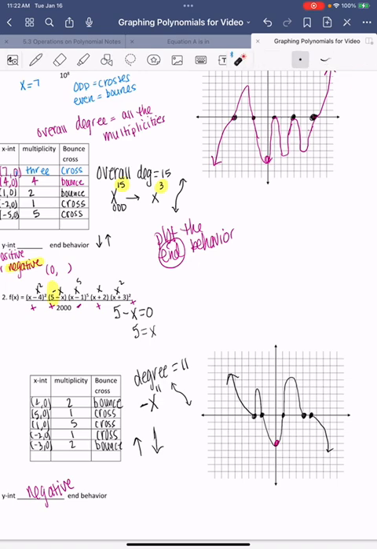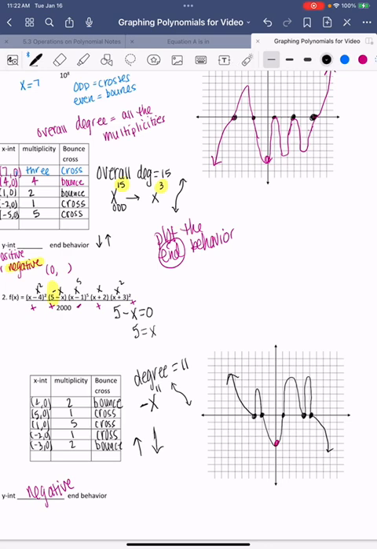At 4, I'm going to bounce off the x-axis. So I'm coming down here, go up, don't care how high I go up. I bounce off the x-axis. So I'm going to come back up. Boing. And then at 5, it should cross if it's going to match my end behavior. And at 5, it does indeed cross. So that's what your graph looks like.